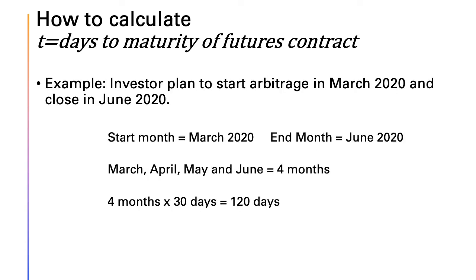So for example, an investor plans to start arbitrage in March 2020 and close in June 2020. So the start month is March, the end month is June. So March, April, May, and June, we have 4 months. 4 months times 30 days is equal to 120 days.